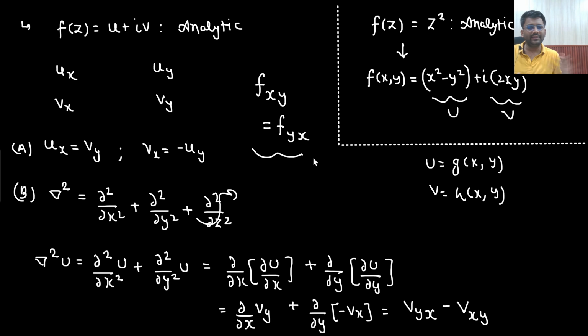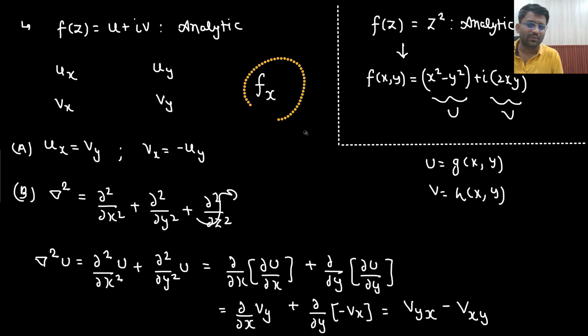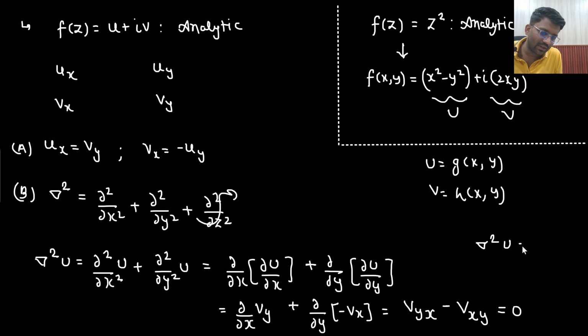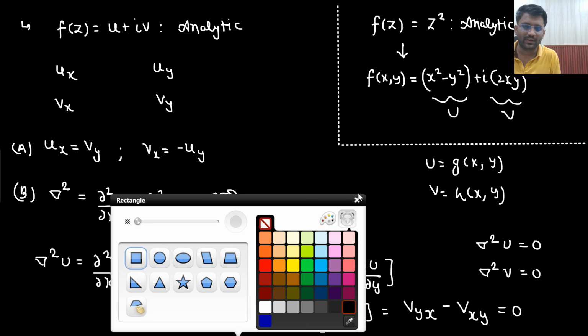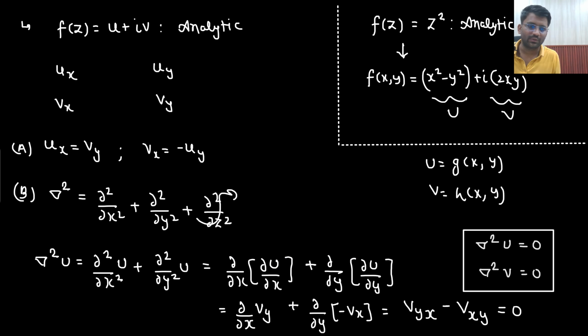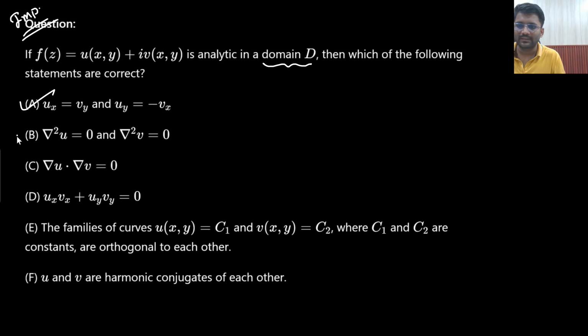Take any example you can take up. First you partially differentiate with respect to x, then with respect to y, or first with respect to y and then with respect to x, both will give you the same results. It is pretty obvious, right? So aren't both of them same? They are same, that means this will come out to be 0. So del square u is coming out to be 0, and similarly del square v will also come out to be 0. So the second option is also proven. First is also proven, second is also proven.